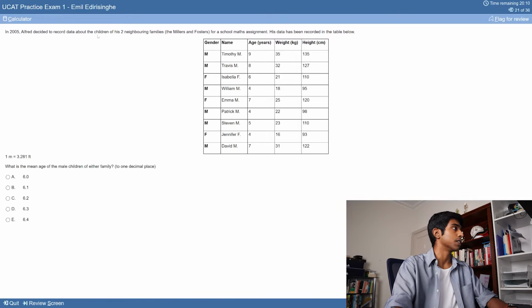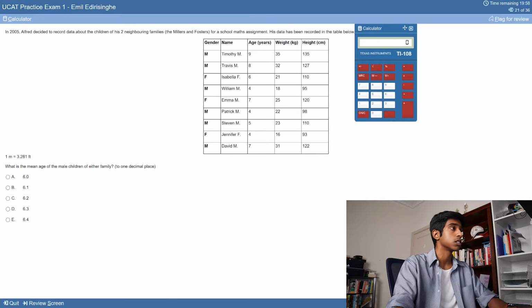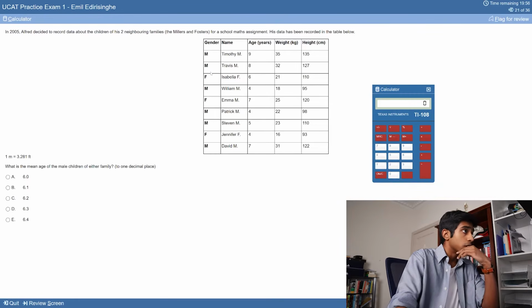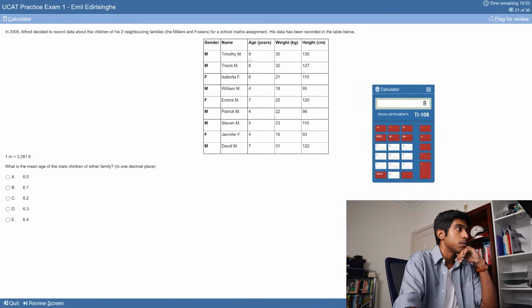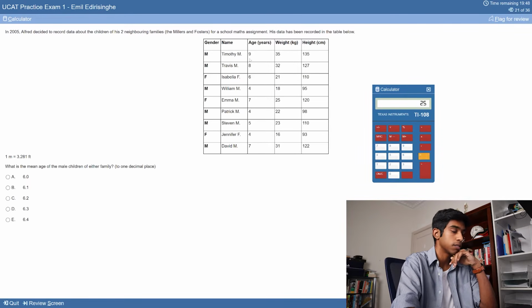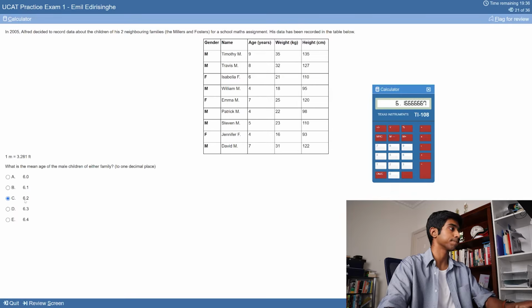Alfred decided to record data about the children of his 2 neighbouring families for a school maths assignment. His data has been recorded in the table below. Mean age of the male children of either family. Alright, so 9 plus 8 plus 4 plus 4 plus 5 plus 7. You got 1, 2, 3, 4, 5, 6. Divide by 6. 6.16, that's 6.2.